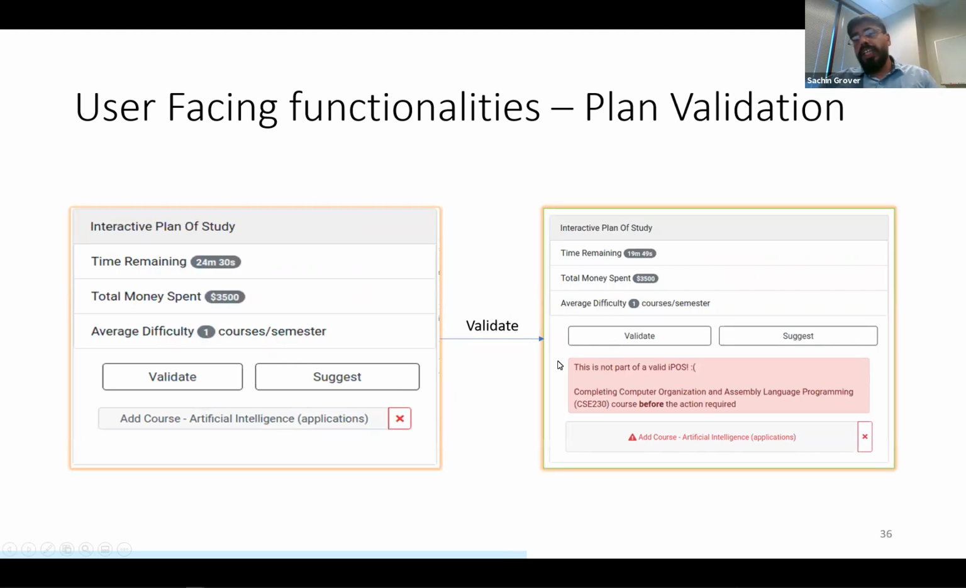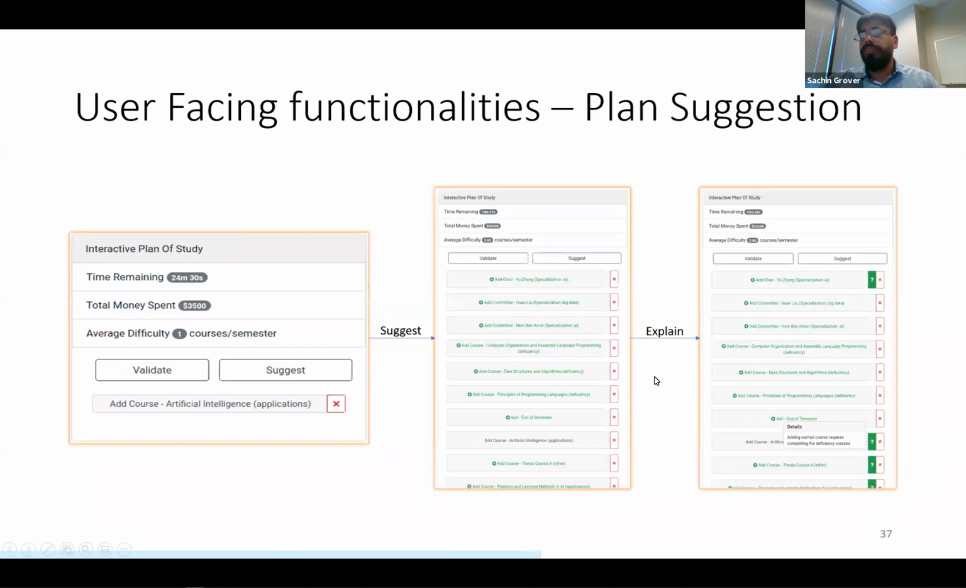The second functionality that we had was validation. This was similar to what I was talking about earlier, which was plan validation. It would give a response, checking step by step whether the plan action the student has chosen can be executed in the state or not. So in this case, since the student must finish the deficiency courses before, this kind of specific feedback was suggested to the user.